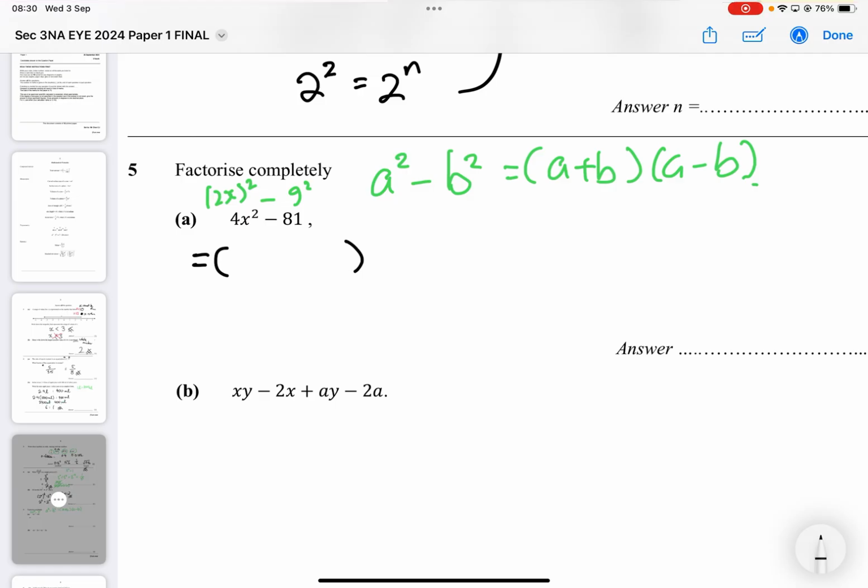Okay? So, this will become a plus b, a minus b. What is my a, what is my b? 4x square is 2x being squared. So my a is actually 2x. 81 is 9 being squared. So my b is 9. Okay? So my a is 2x. I will have a plus b, a minus b. Answer. The working itself is easy, but you must be able to see it is a difference of perfect squares, and you must go and square root your perfect squares. That is the difficult part.